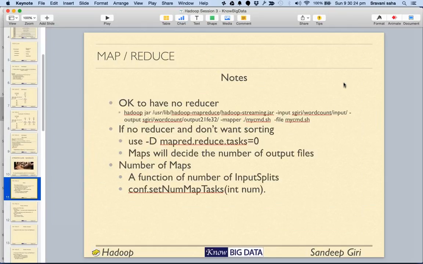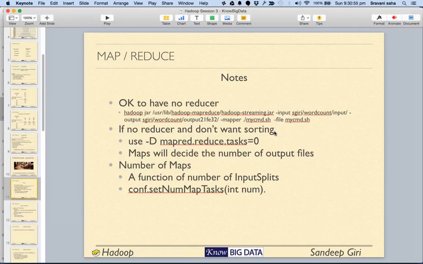All right. There are a few notes I want to discuss. First, it is okay to have no reducer at all. If you don't have a reducer, then the count will not happen. Whatever is coming from the mapper, after getting sorted, will get stored in the file system. That's all.